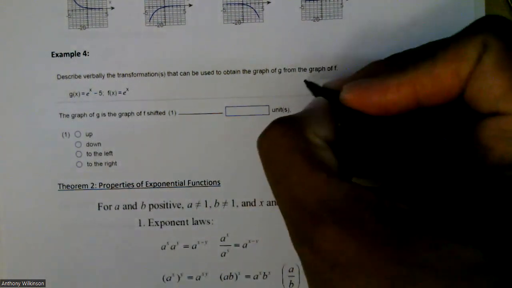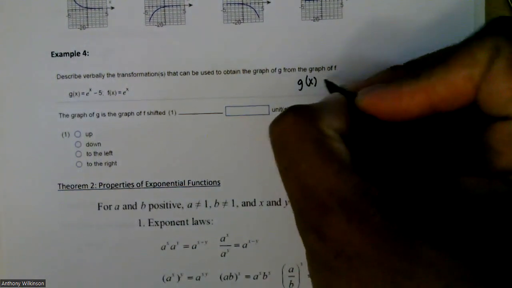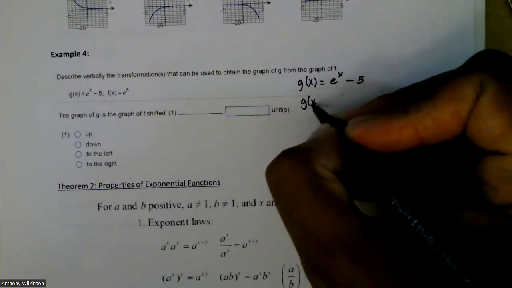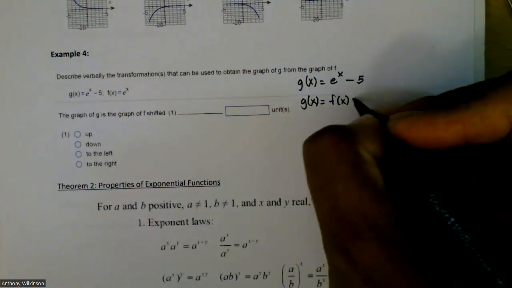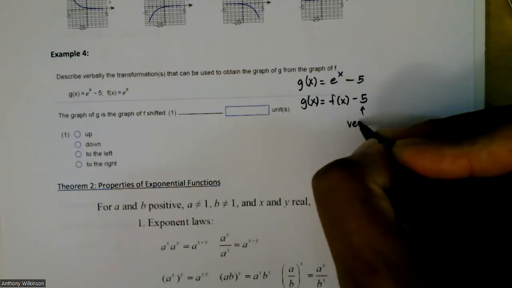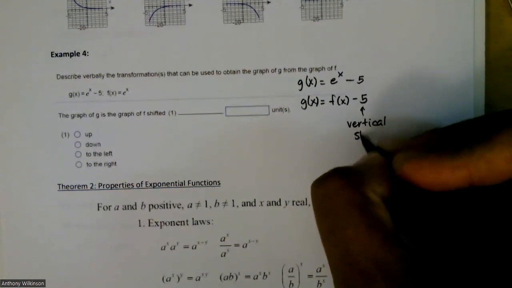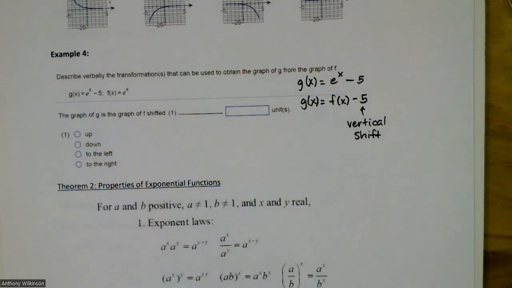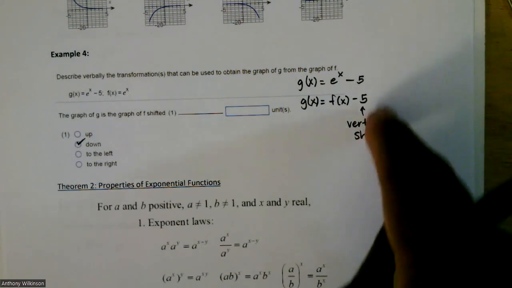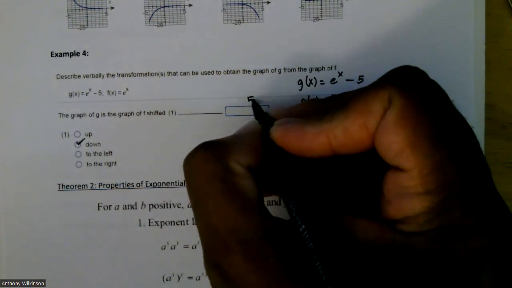Since f of x is equal to e to the x, I can write this as g of x is equal to f of x minus 5. So we've got the f of x with the -5 on the outside. That tells me that there is a vertical shift. So when there's a vertical shift, that means it's either going up or down. So if it's a -5, that means that it is shifted down how many places? In this case, 5 units.